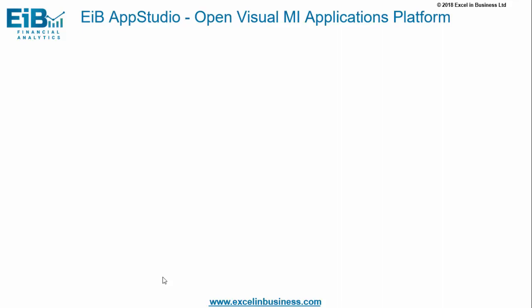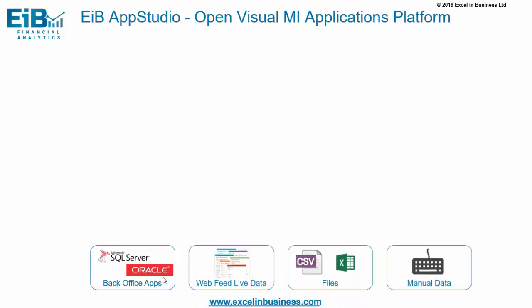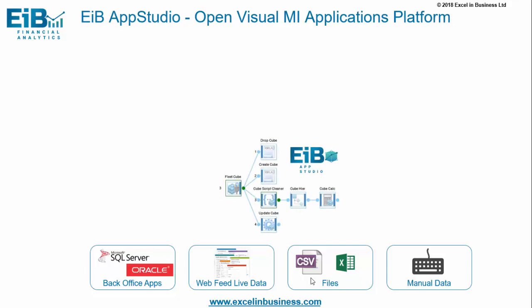So clearly, using our EiB App Studio product, we need to be able to load data from different sources. So these are the sort of things that we can load. So in this case, we can load from the SQL Server database, we can load from the CSV files or Excel files that are being produced. We do that in a very visual way.